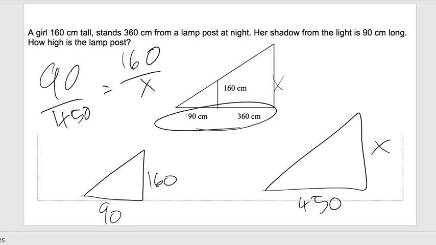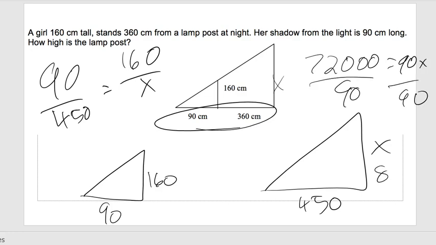Cross multiply. I got a big number when I take 450 times 160, and divide by 90. My answer is going to come out to 800 centimeters. So there you go. Skip that one problem, but don't worry about it.